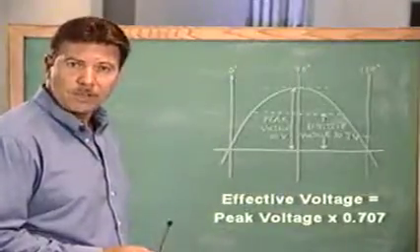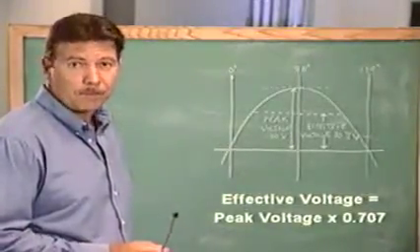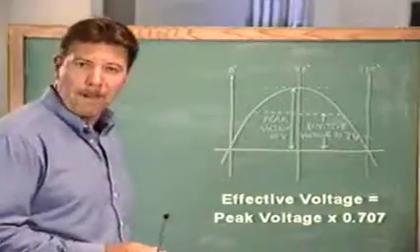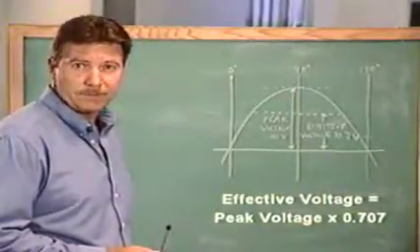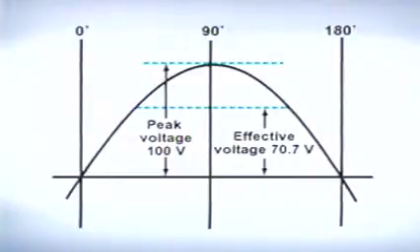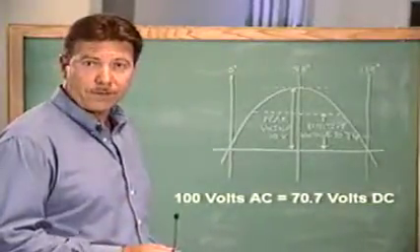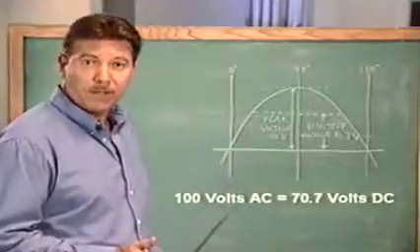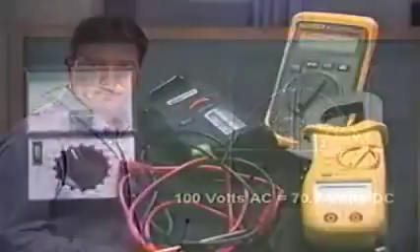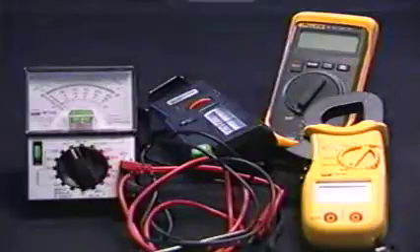The effective voltage can be found by multiplying the peak voltage by 0.707. For example, if the peak voltage was 100 volts, the effective voltage would be 100 times 0.707, or 70.7 volts. Simply stated, 100 volts of alternating current is equal to 70.7 volts of direct current. All electric meters are calibrated to read effective voltage and amperage.